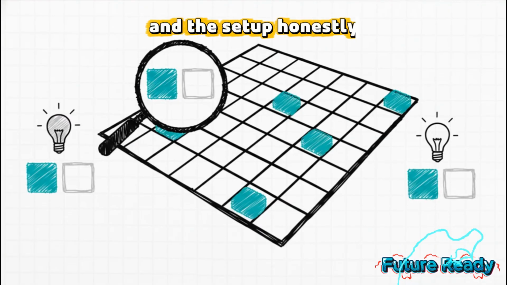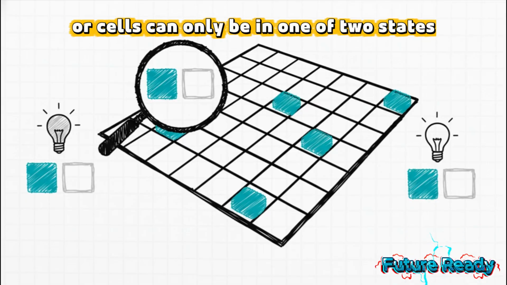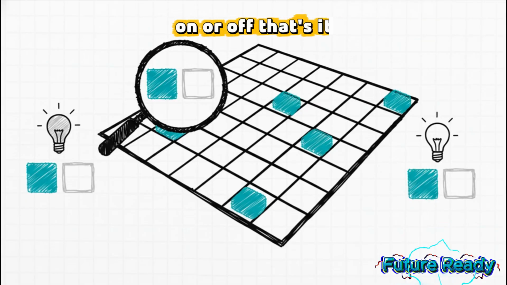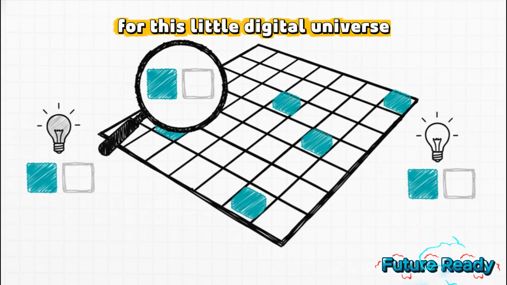And the setup? Honestly, it could not be simpler. Just picture an infinite checkerboard. Now, each one of those squares, or cells, can only be in one of two states. It's either alive or it's dead. On or off. That's it. That is the entire foundation for this little digital universe.